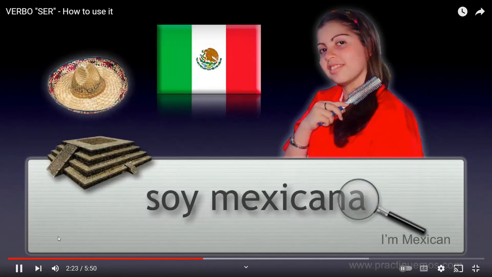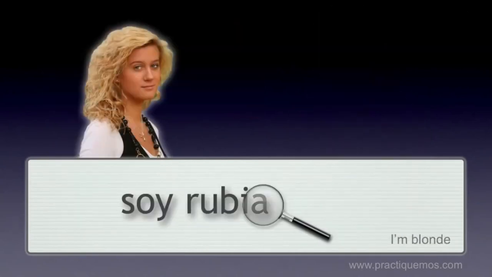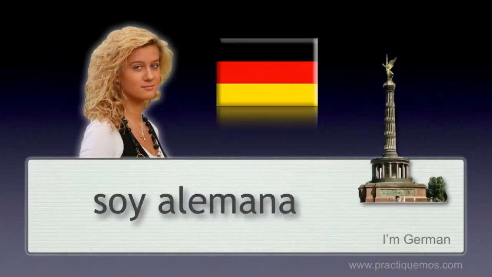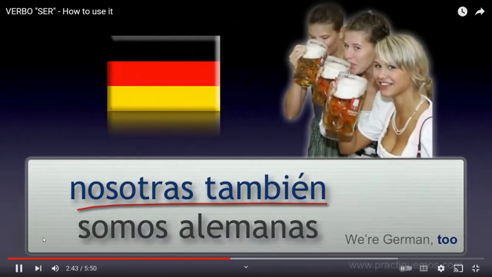Soy mexicana. Nationality, it gets a feminine form. We're talking about a girl, mexicana. Soy rubia. Rubia, blonde. Soy alemana. Alemana tells you female, a German lady. Nosotras también somos alemanas. We too, we also are German gals.